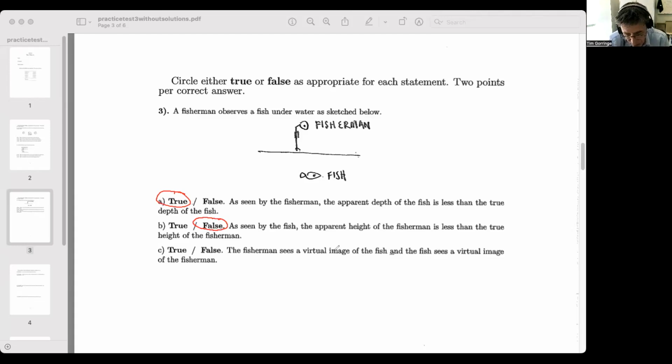And then finally, this last question here. The fisherman sees a virtual image of the fish, and the fish sees a virtual image of the fisherman. That's true. Both see virtual images. The image that the fisherman sees is underneath the water. It's in the water. It's a virtual image. And the image that the fish sees is in the air, appears to come from the air. It's a virtual image. So they both see virtual images.